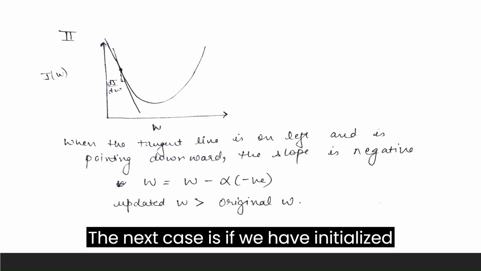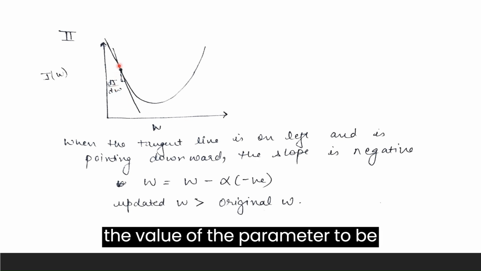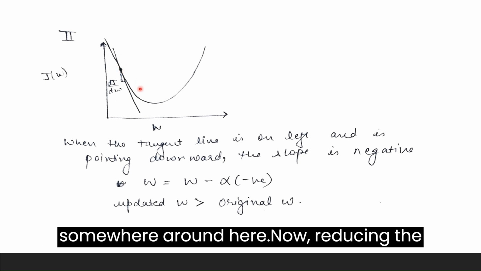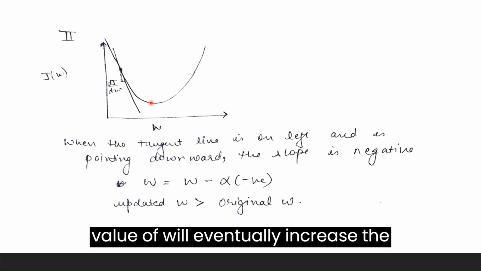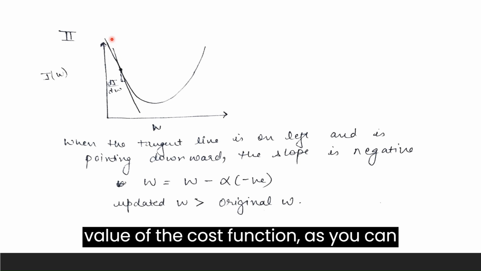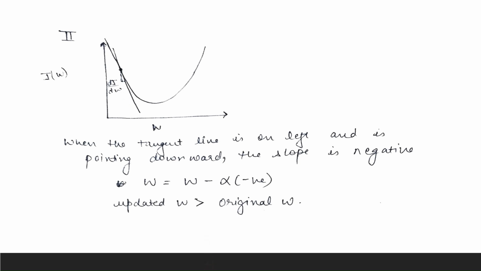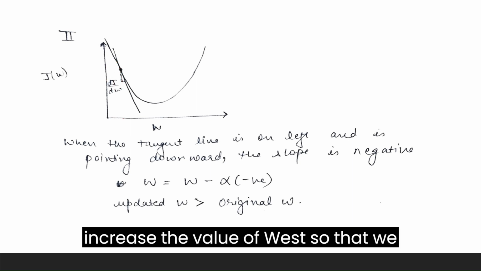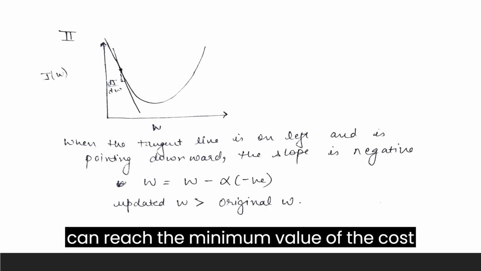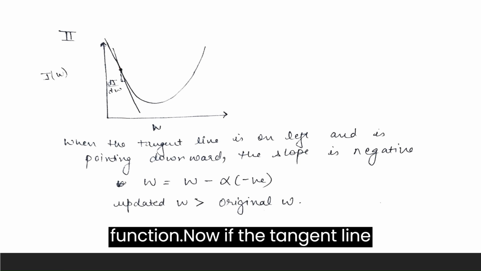The next case is if we have initialized the value of the parameter to be somewhere around here. Now, reducing the value of w will eventually increase the value of the cost function. As you can see in this graph, if the value of w is reduced at this point, then it will increase the value of the cost function, right? So what we have to do is increase the value of w so that we can reach the minimum value of the cost function.